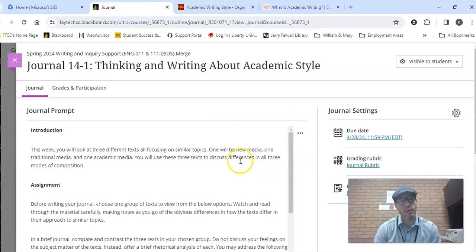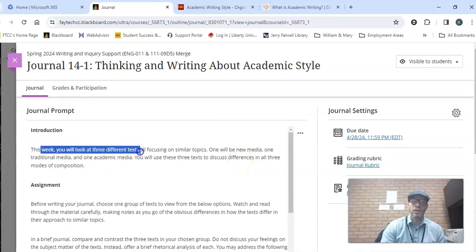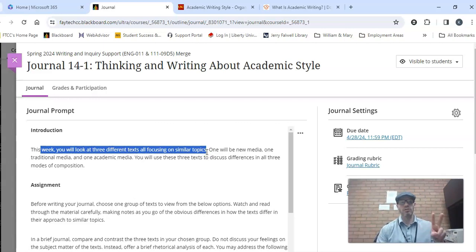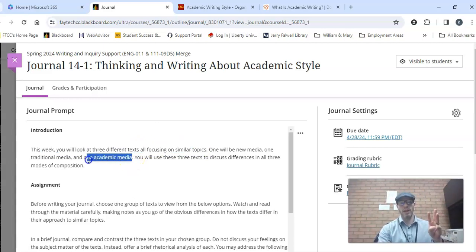Okay, what is it that you're going to be doing in the journal, which is entitled Journal 14.1, Thinking and Writing About Academic Style? This week, you're going to look at 3 different texts that all focus on a similar topic. So one of them is going to be new media, another one is traditional media, and the third is the academic media. And you're going to use your texts to discuss the differences in the modes of composition.